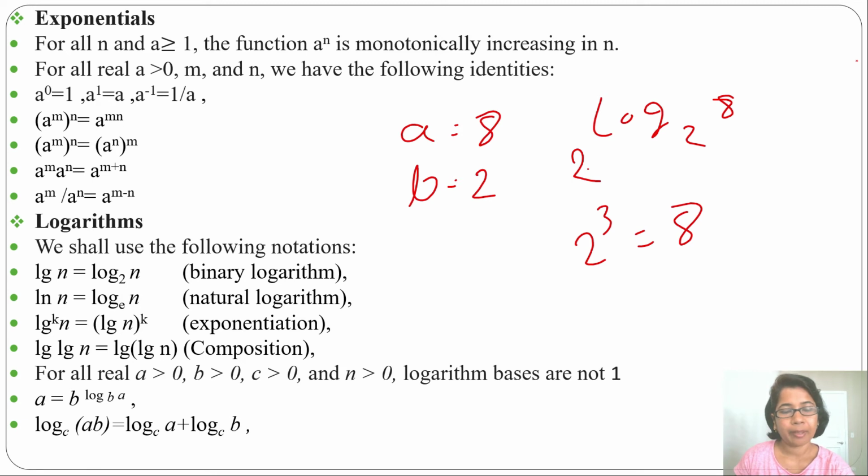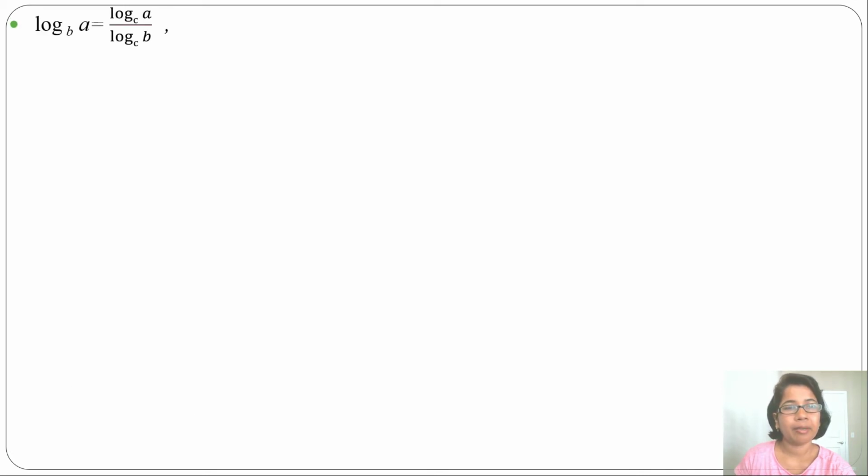Next, log ab base c, that we can write as log a base c plus log b base c. Next, log a power n base b. You can take this n to the left side, that equals n log a base b. Next, log a base b, you can write as log a base c divide log b base c. You can take another base and write it by division.